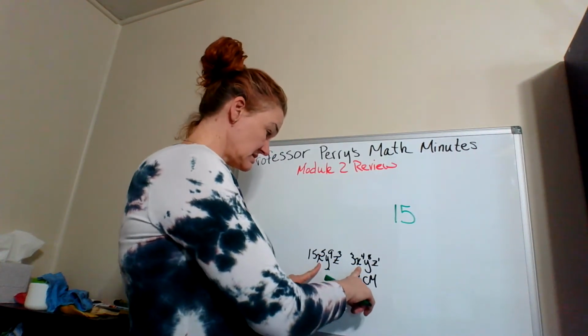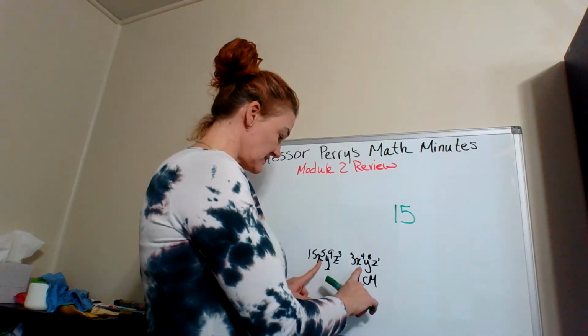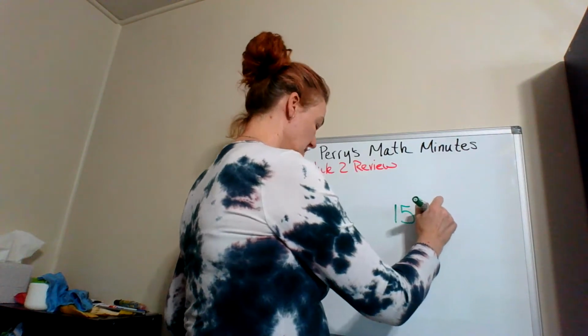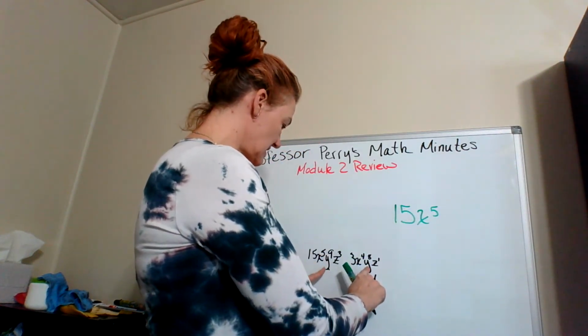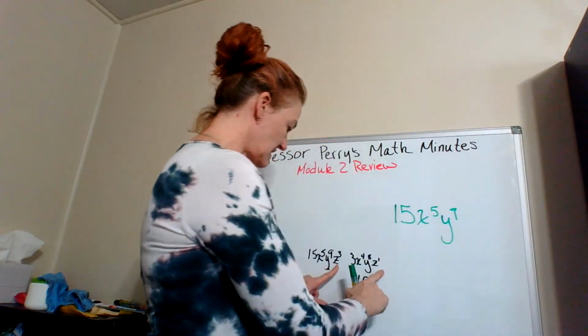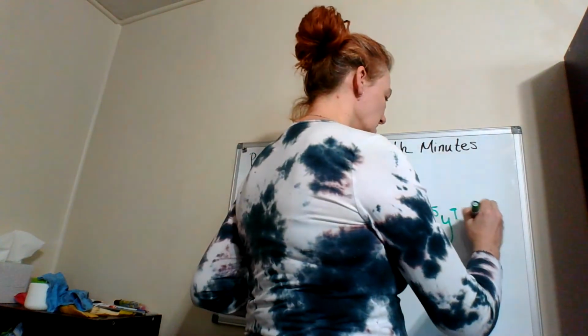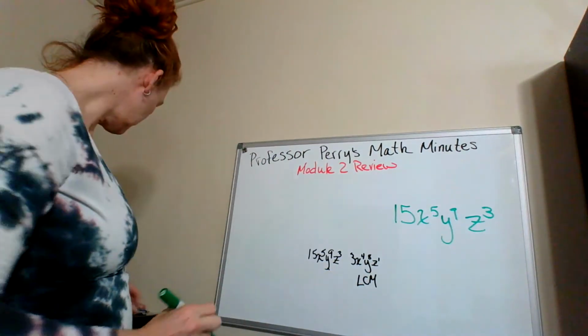My x's, I'm going to check which one is higher. I have x to the 4th and x to the 5th. I'm going to keep the x to the 5th. My y's, this one has an 8, that one has a 9. I'm going to keep the 9. My z's, that one has a 1, this one has a 3. So I'm going to keep the 3.